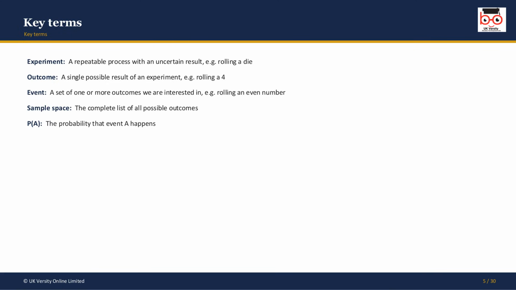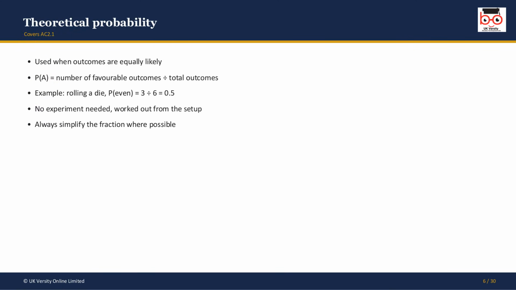that event A happens. Theoretical probability is what we use when every outcome is equally likely. You work it out from the setup itself. The probability of A is the number of favorable outcomes divided by the total number of outcomes. So for a die, the probability of an even number is 3 divided by 6, which is a half. No experiment is needed at all, and you should always simplify the fraction where you can.